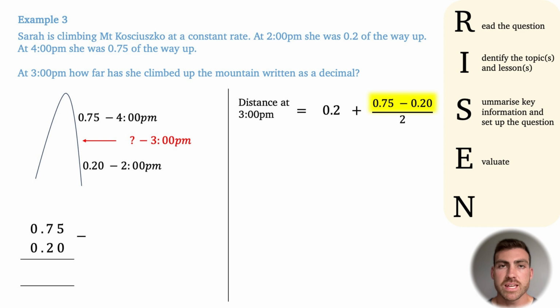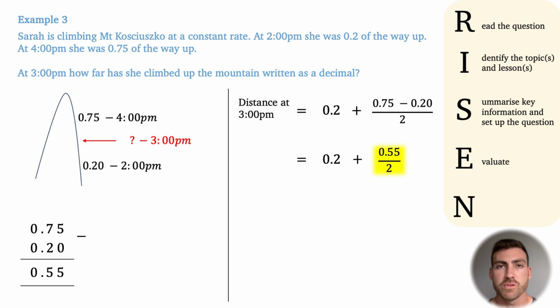We can solve this either by setting up the question and subtracting each column, or by recognizing that this is 75 out of 100 minus 20 out of 100. So you'll be left with 55 out of 100, which is 0.55. Now we need to halve this distance. In other words, divide by 2.